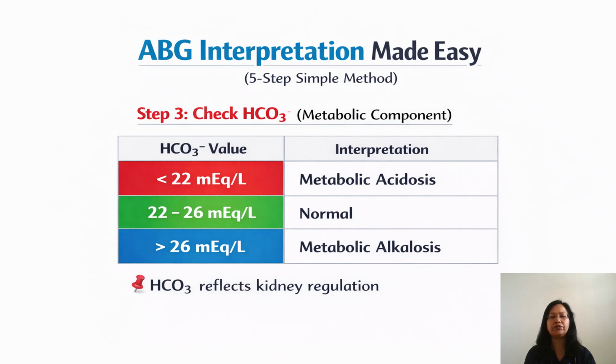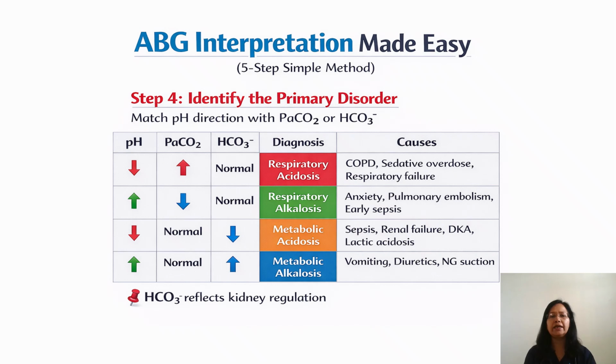Then next we have to check the bicarbonate, which is the metabolic component. Normal value is 22 to 26. If bicarbonate is less than 22, it's a metabolic acidosis, and if it's more than 26, it's called metabolic alkalosis. So bicarbonate basically reflects the kidney regulation. Next, we have to identify the primary disorder, whether it's a primary disorder or an additional disorder.